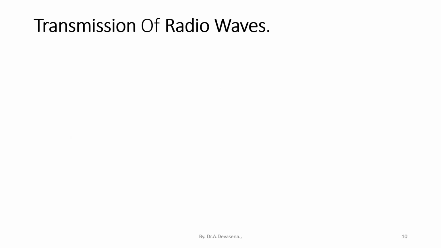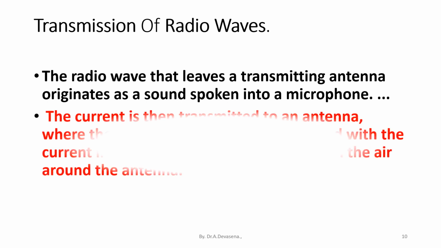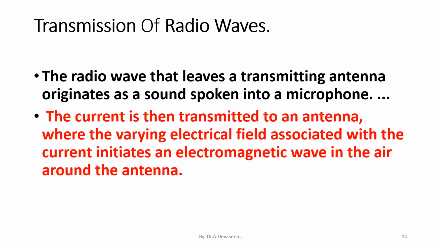Transmission of radio waves. The radio wave that leaves the transmitting antenna originates as a sound spoken into a microphone. The current is then transmitted to an antenna where the varying electric field associated with the current initiates an electromagnetic wave in the air around the antenna.